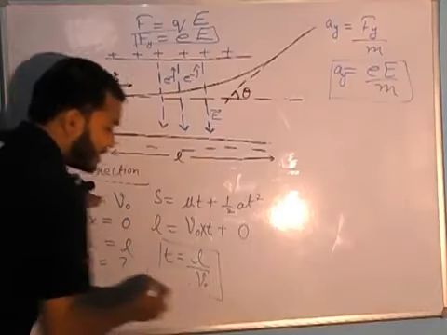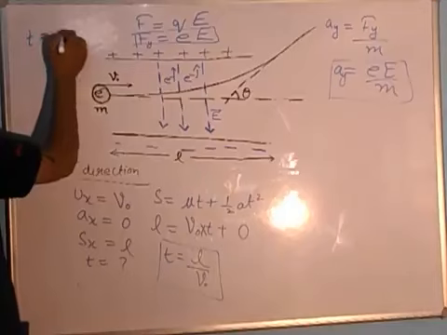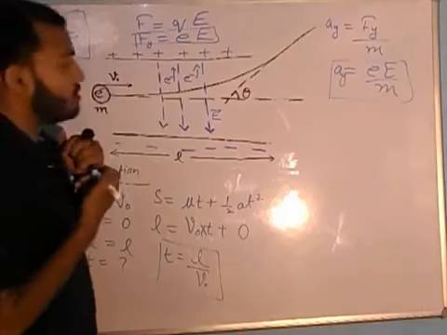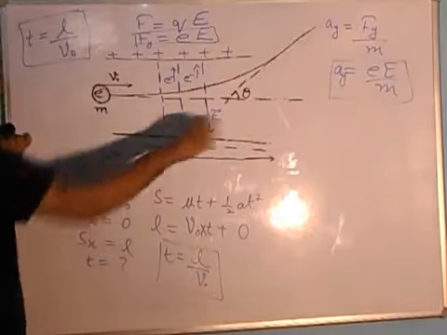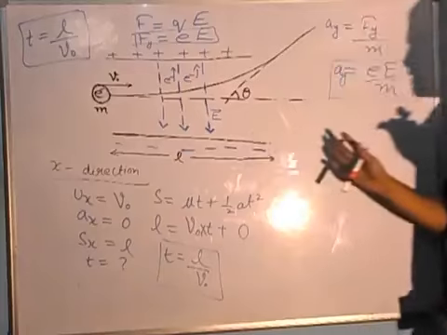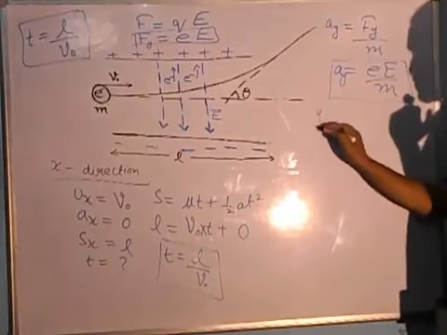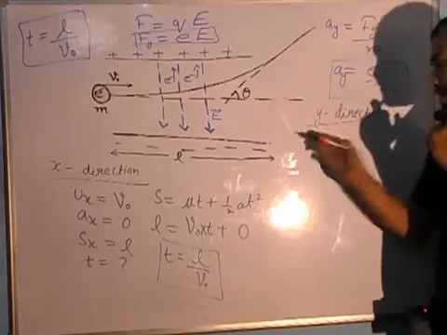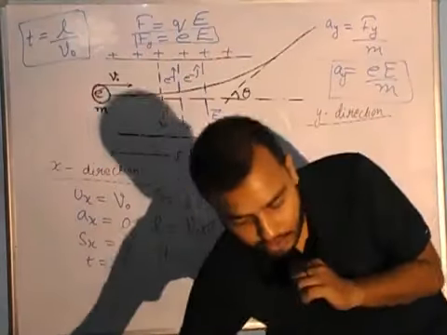This much time is taken by the electron to pass through this electric field. How much time? t is equal to L divided by v0. In this much time, the electron will cover the horizontal distance L. Is it clear? Okay. Now I am going towards the y direction motion of the electron. What is the motion of the electron in the y direction? Let's find it out.